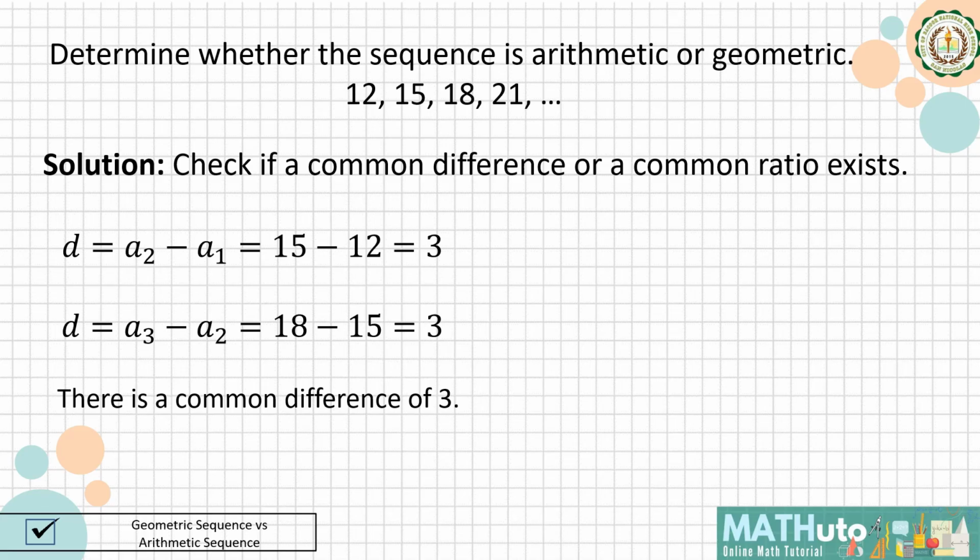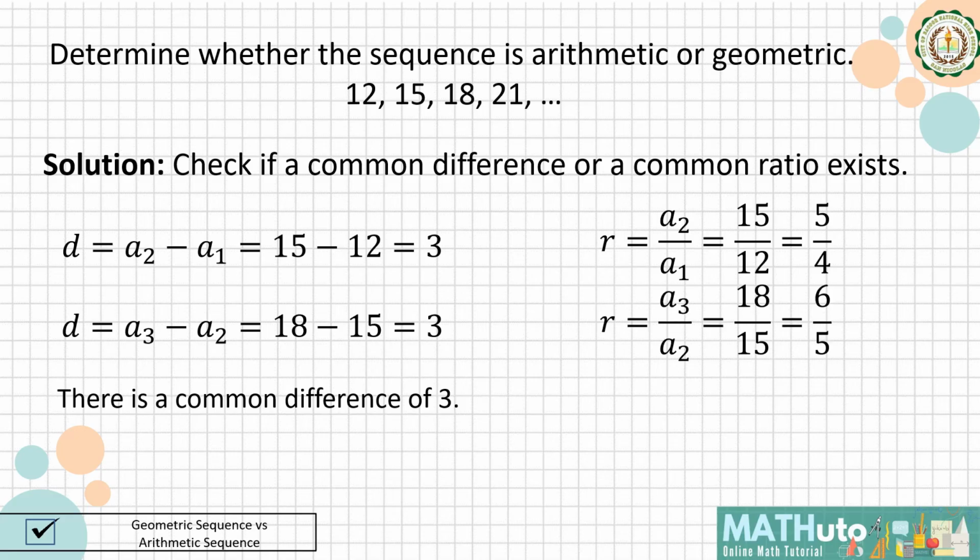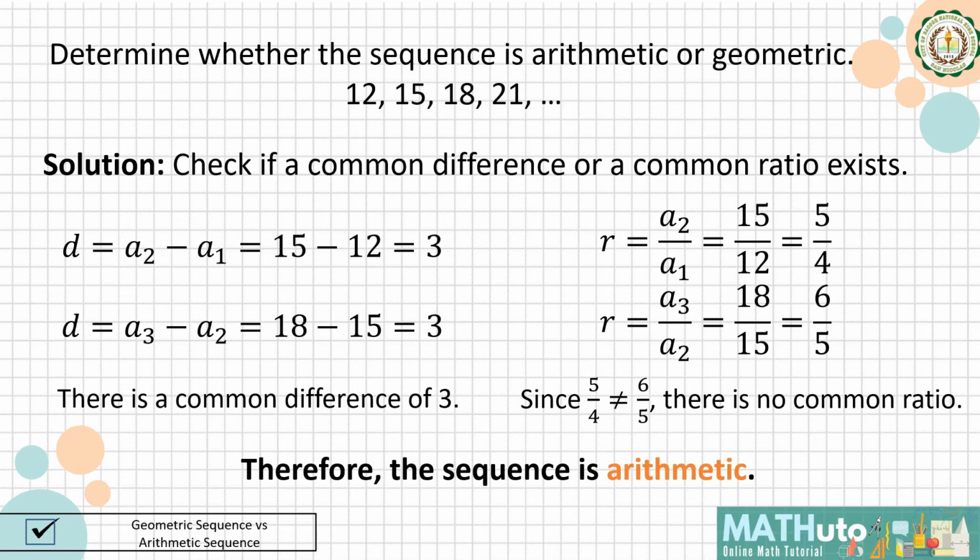Now, let us check if there is a common ratio. To get the common ratio, we will divide the second term to its first term, and that is 15 divided by 12. When we simplify this, that is 5 over 4. And also, dividing the third term to the second term, 18 all over 15, which is 6 all over 5. Since 5/4 is not equal to 6/5, then there is no common ratio. It means the sequence is an arithmetic sequence.